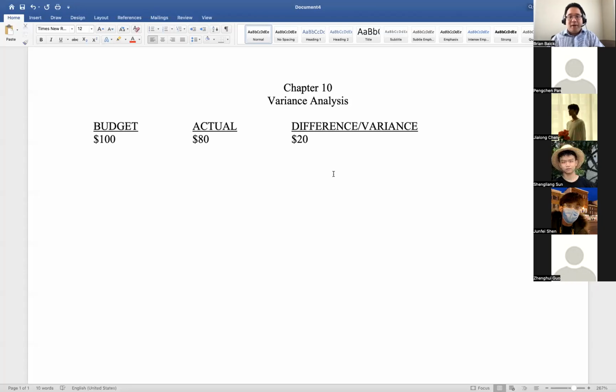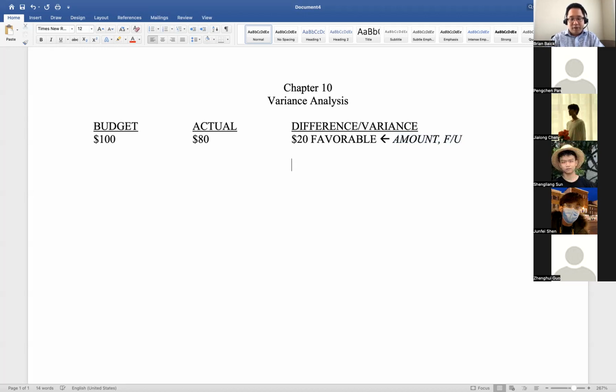Before I forget, for the variance or the difference, you always have an amount, and then you always have either favorable or unfavorable. In this case, the difference is favorable, because you're allowed to spend $100 and you actually only spend $80, so that's $20 favorable. So whenever you have variances, always put an amount and then put either favorable or unfavorable. That's how you express variances.